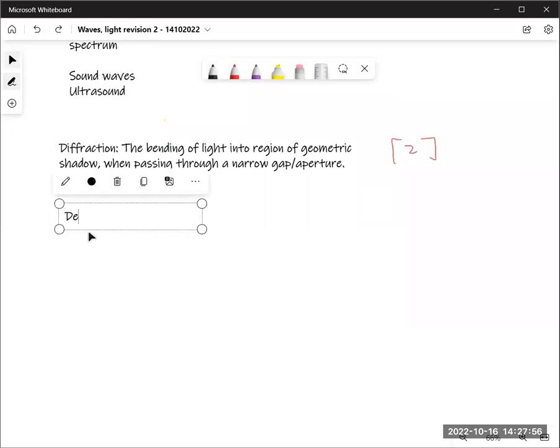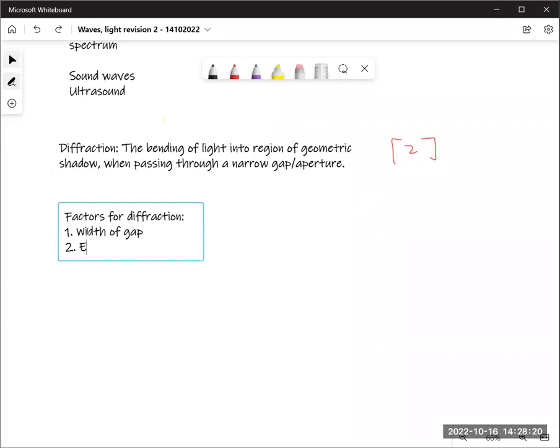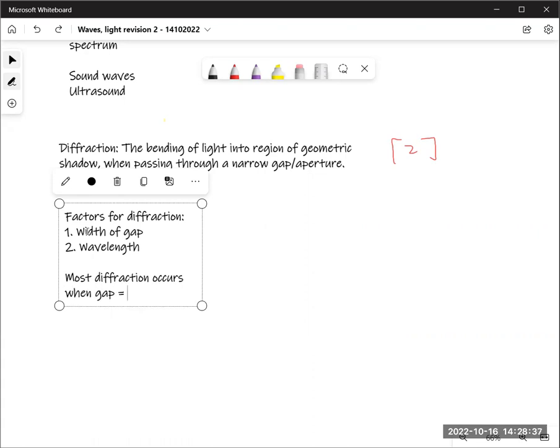Okay, so now degree of diffraction. Let's say factors for diffraction. What are the factors that determine how much diffraction is going to happen? There are a few things. First thing is the width of the gap. Second thing is wavelength. Now, most diffraction occurs when the width of the gap is equal to the wavelength.